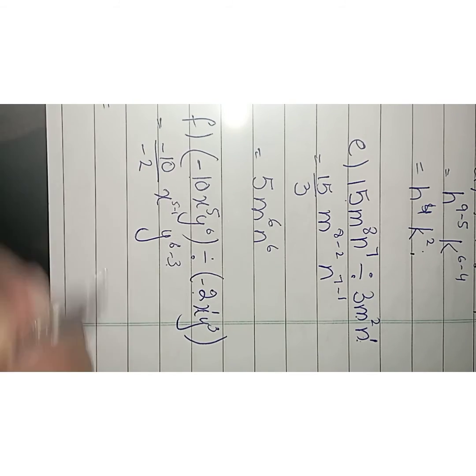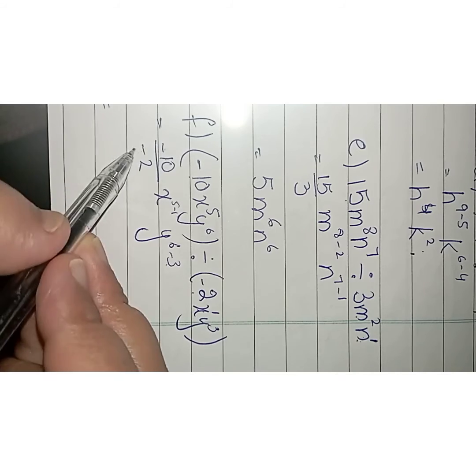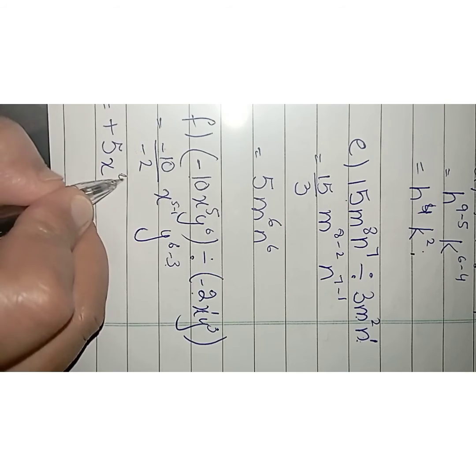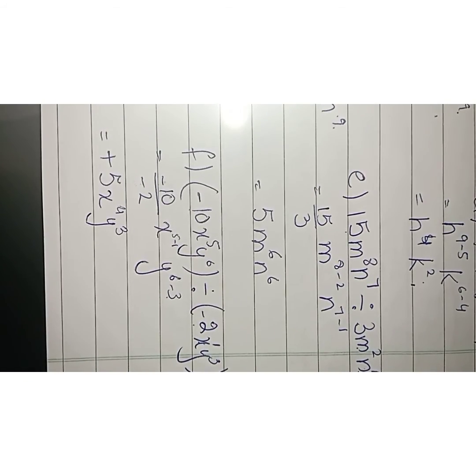The sign rule of division also says that when there are two negative signs and they are divided, the sign becomes positive. So 10 divided by 2 is 5, x power 4 and y power 3. I hope question number 5 is completely clear.